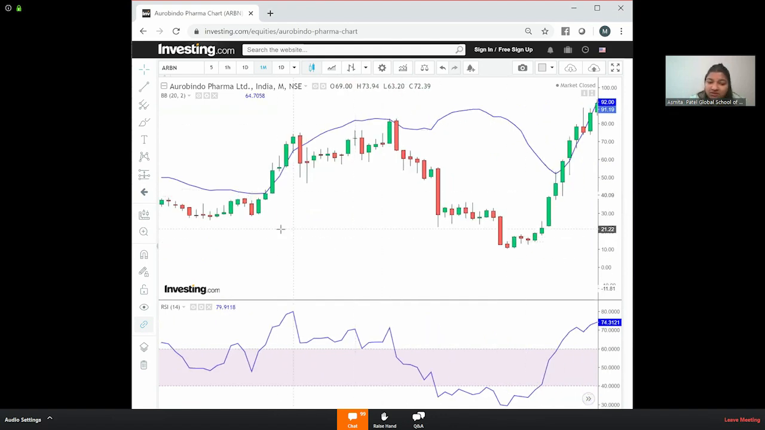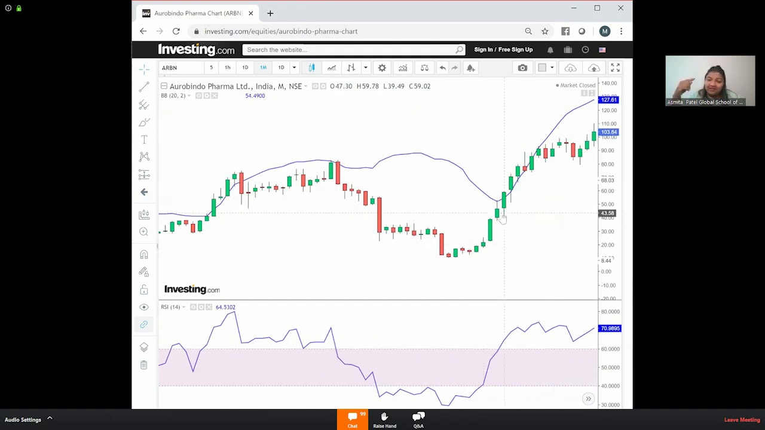The color of the candle doesn't matter, but 95% of the time it will be a green color.